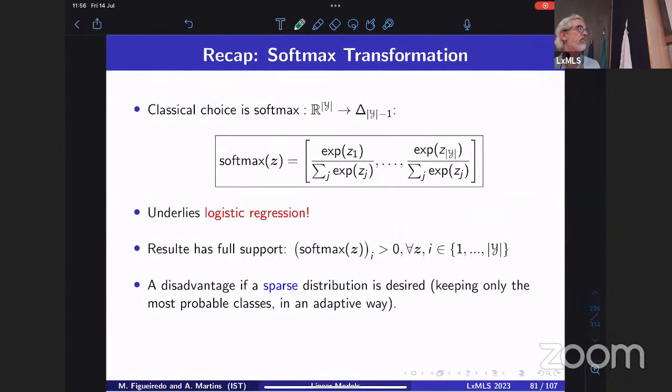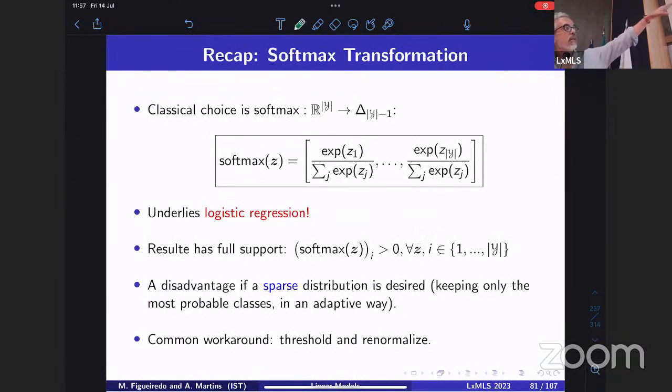This is a disadvantage if you want some sparse distribution, if you want to only focus on the classes that are most probable in an adaptive way. Because you could always do it, okay, let's just keep the 3 more probable, but that's not adaptive, that's fixed. Maybe I want the method itself to select how many to keep, how many are relevant, okay? And the common workaround is to take these and then threshold, like, okay, let's keep only probabilities above some number and then renormalize. But that's very ad hoc.